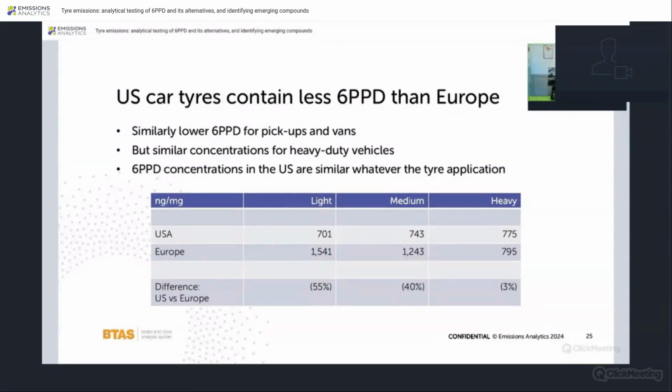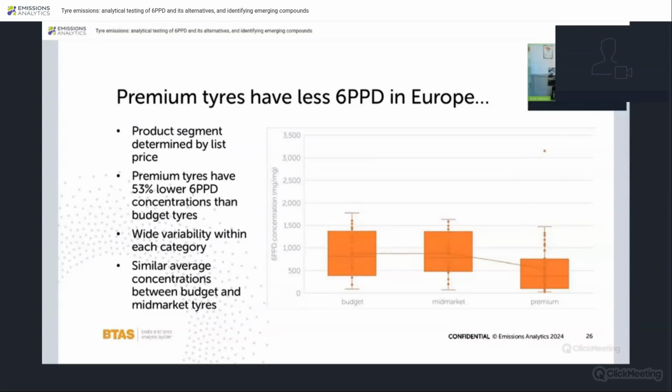Having tested roughly the same number of tyres in the US and Europe, we can see that US tyres on average contain less 6PPD than in Europe, as shown in that table. For car tyres, that is, for light duty, it's about half the amount that is in European tyres. But interestingly, for heavy duty tyres, it is about the same. And for medium duty truck and van tyres, it's somewhere in the middle. So that's a very strong high level trend.